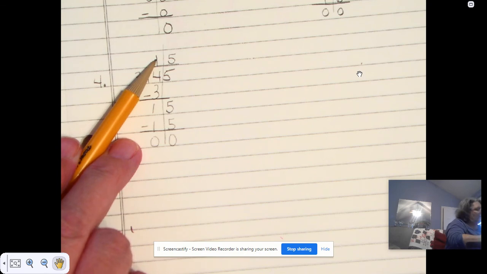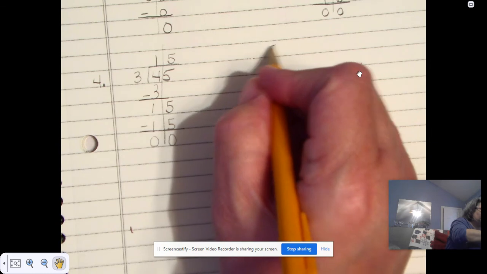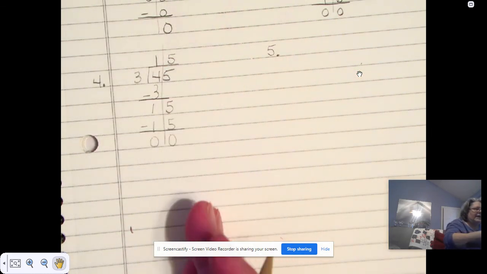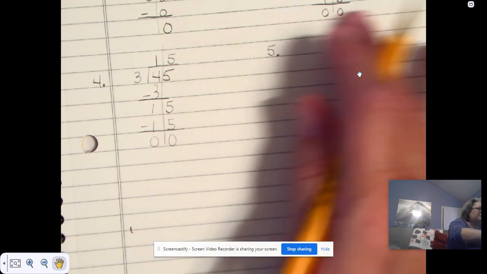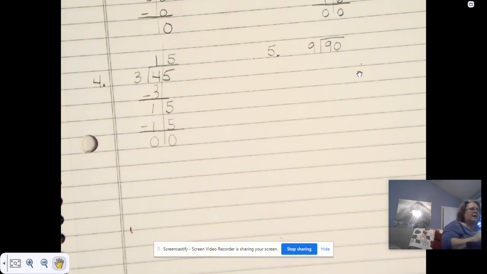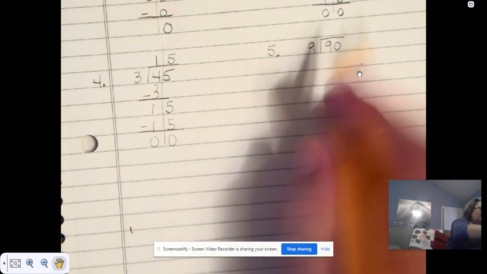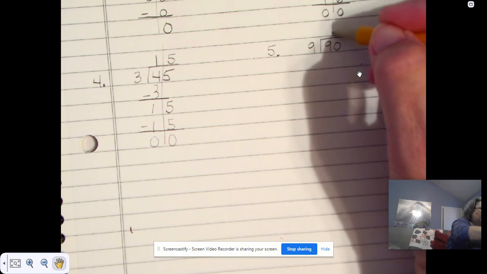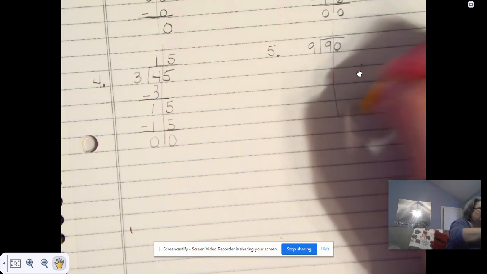The last problem I'm going to do with you is number 5. I'm going to write my number 5 right here. Notice I'm giving plenty of space between our last problem. And this problem is 90 divided by 9. All right. So I'm going to also draw my nice, long, skinny line.